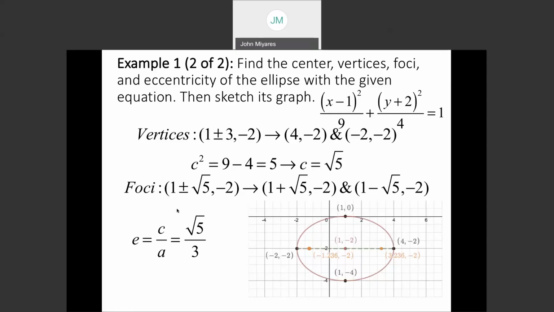Finally, for the eccentricity, we're going to have to divide c, the square root of 5, by the length of the semi-major axis, which is 3, to get this ratio as the square root of 5 over 3.